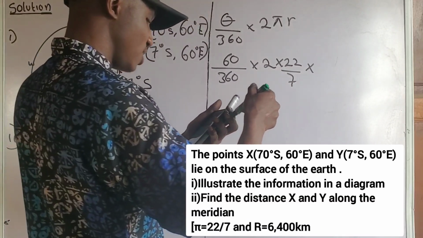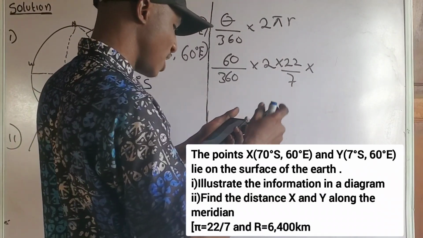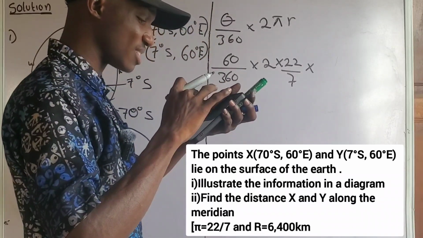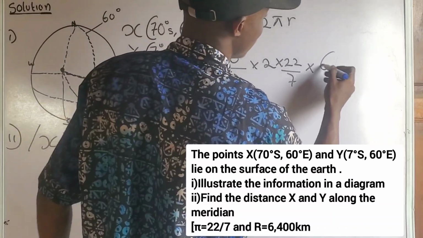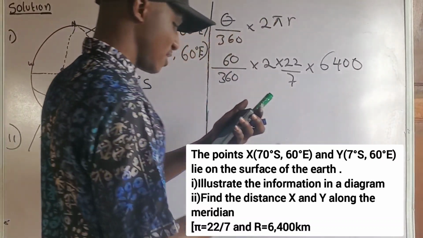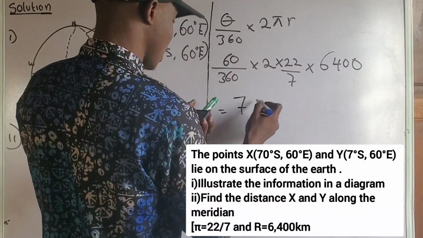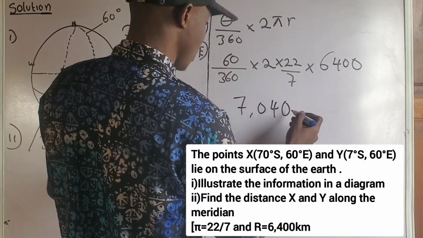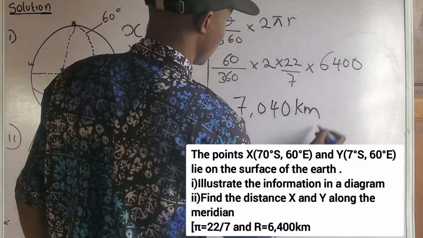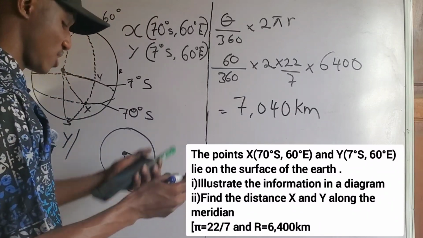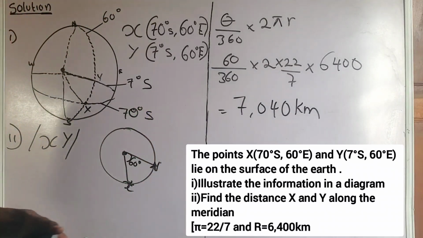Now, the radius is the radius of the earth, and it has been given in the question as 6,400. If you punch your calculator, you're going to have 7,040 kilometers. That will be the distance between X and Y. Do you understand? So, that is the solution to that question.